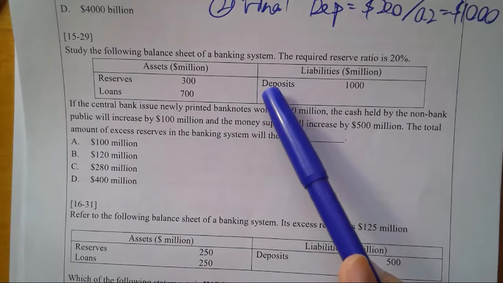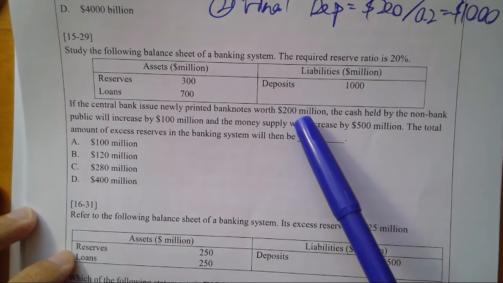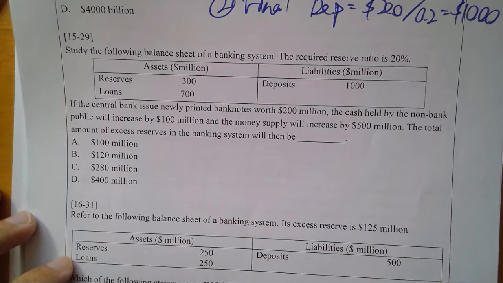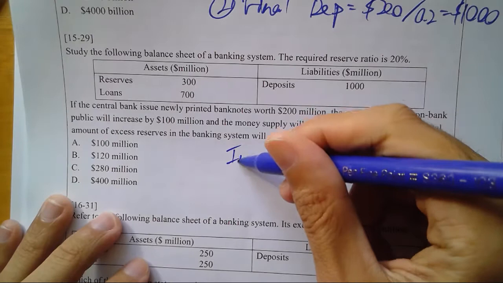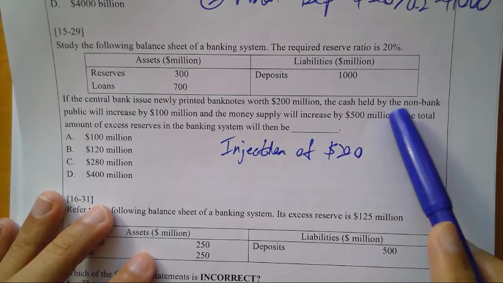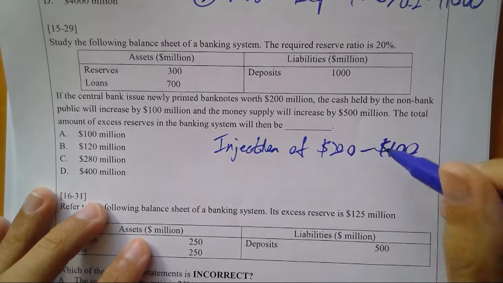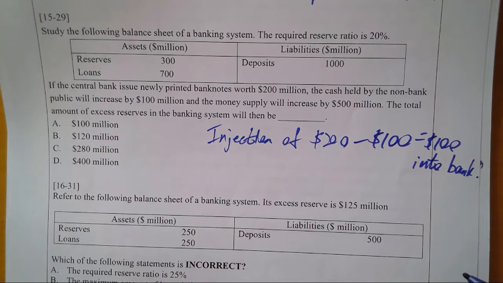Now next one. You are given so-called balance sheets. First of all, if the central bank issues newly printed money of this amount, the cash held by banks and non-banks will increase by 100. It says the central bank issues newly printed money, meaning an injection of 200 million. Unfortunately, the cash held by the public increased by 100, meaning only 100 goes into the bank.